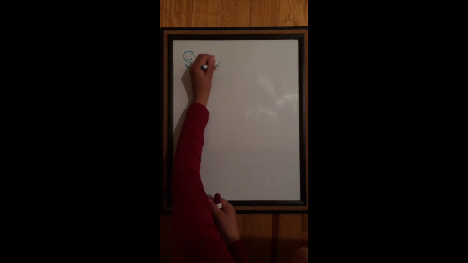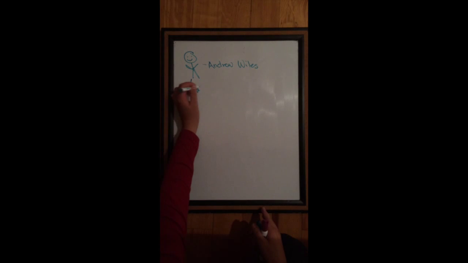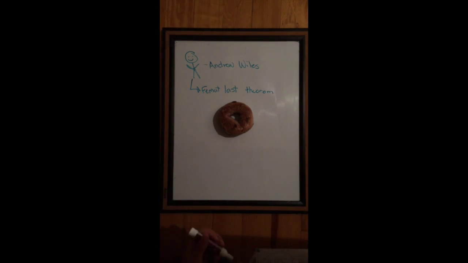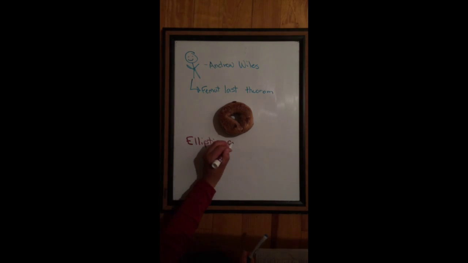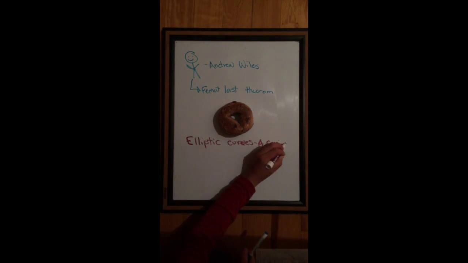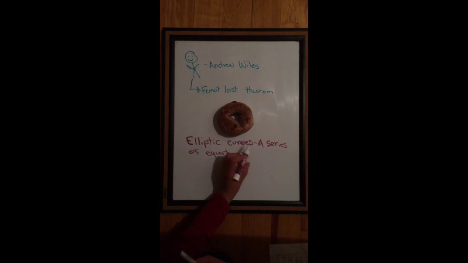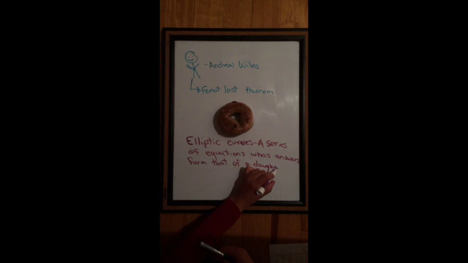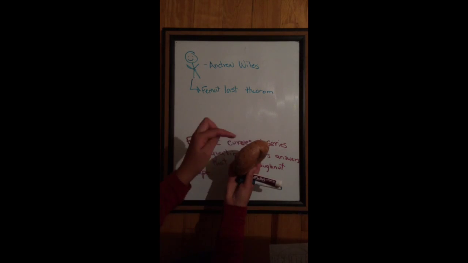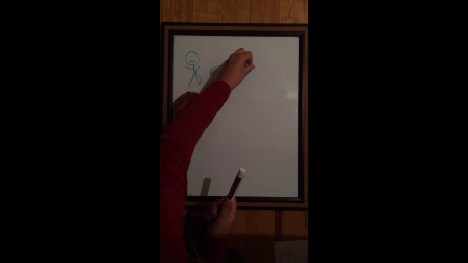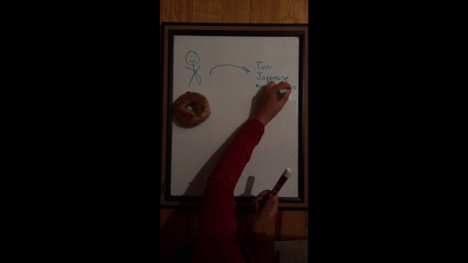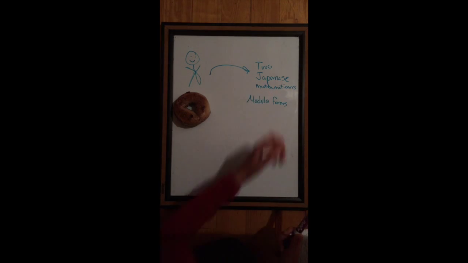The proof of Fermat's last theorem began to be solved by a guy named Andrew Wiles. He began studying elliptic curves. An elliptic curve is a series of equations whose answers form the shape of a donut. So every point on this donut is equal to that of an equation. So while Wiles was studying elliptic curves, 2 Japanese mathematicians halfway across the world were studying modular forms.